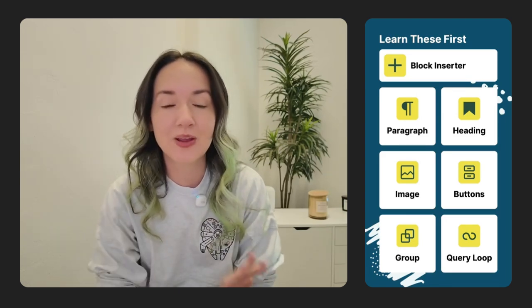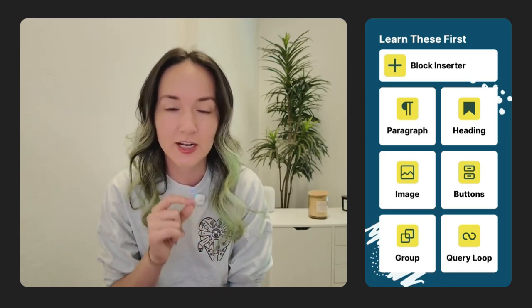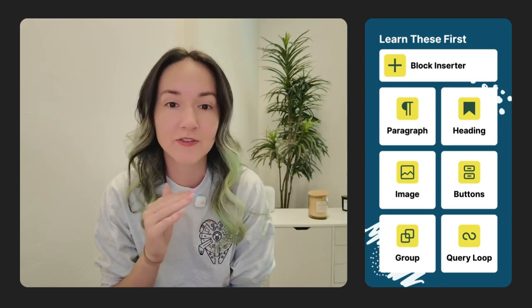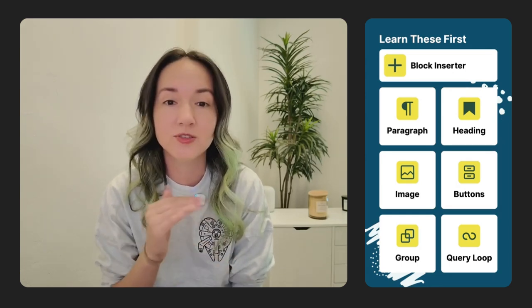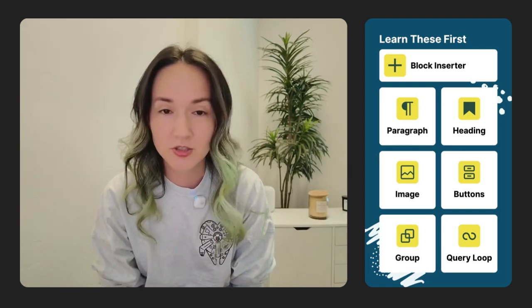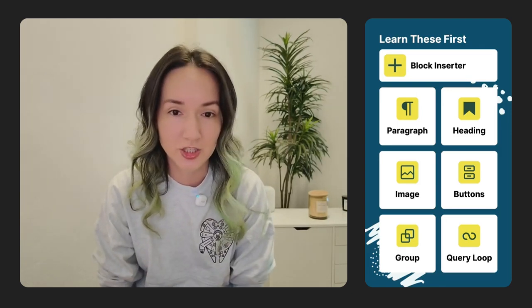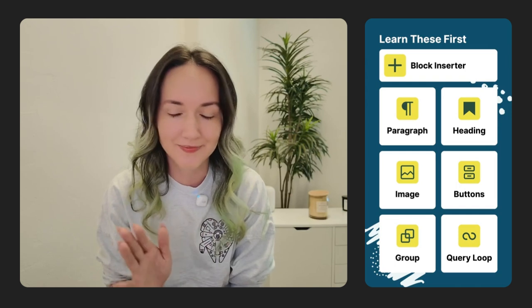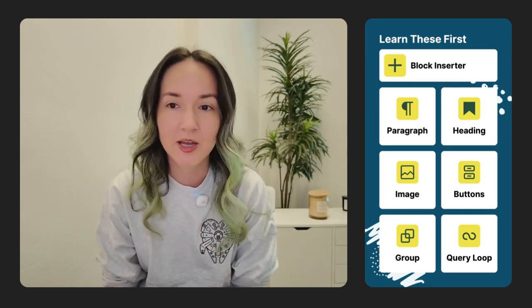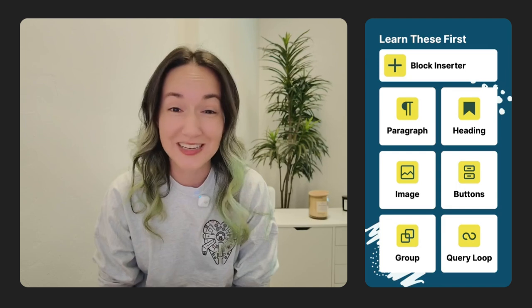So up here at the top, we have the block inserter. That's not a block. I just wanted to call out that there's a little plus icon, and it's the easiest way to insert these blocks. The blocks that I think are the best use of your time to completely master are your paragraph, heading, and image. You probably use those all the time and you're familiar with them. But add to those the button block, a group, and there are variations of the groups.